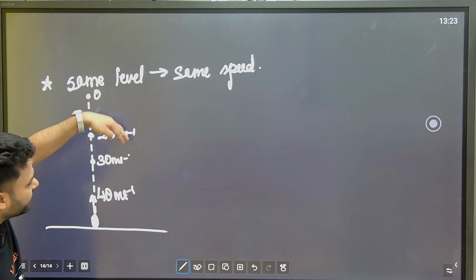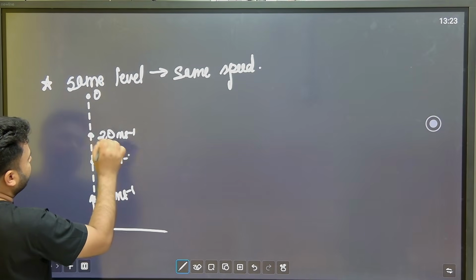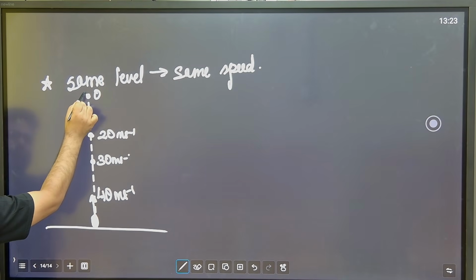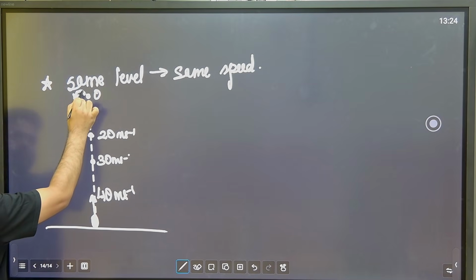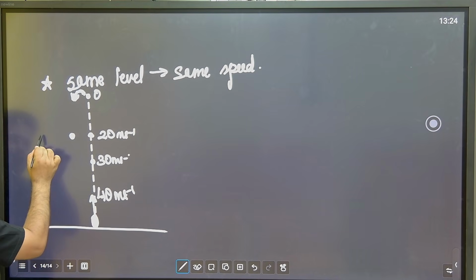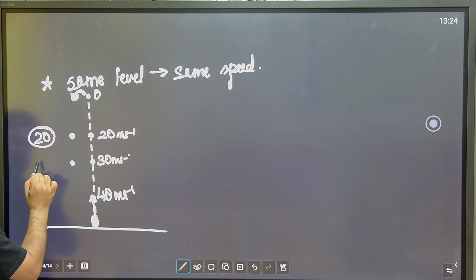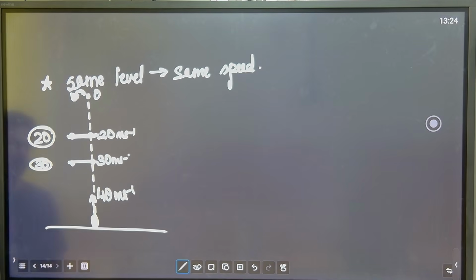When the ball will return, suppose the ball is returning like this. This is the return journey. It will return here only, but I am just playing to make you understand. So at this level, at the time of return, here also speed will be 20 only. Here speed will be 30 only. So these 2 points are at the same level, same speed.